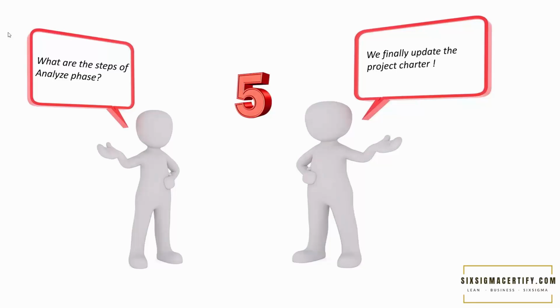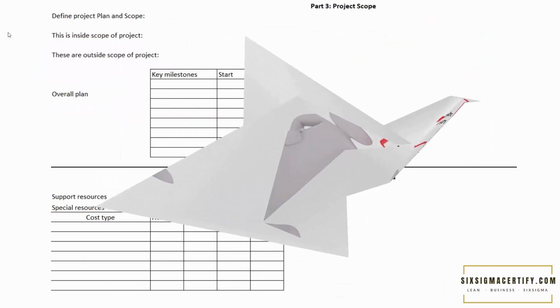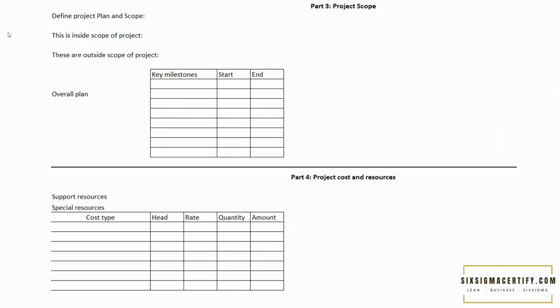Then we finally update the project charter at the end of the analyze phase. At the end of define phase, we have a long section of the project charter where we learn that we should write the overall plan of the process. So if we write this was the overall plan, we should also add a column where we should write this was the actual time plan and this is the actual time where the analyze phase is completed.